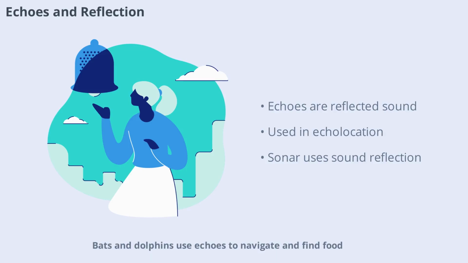Bats and dolphins use echoes to navigate and find food, a process called echolocation. Reflection of sound is also used in sonar technology to detect objects underwater.